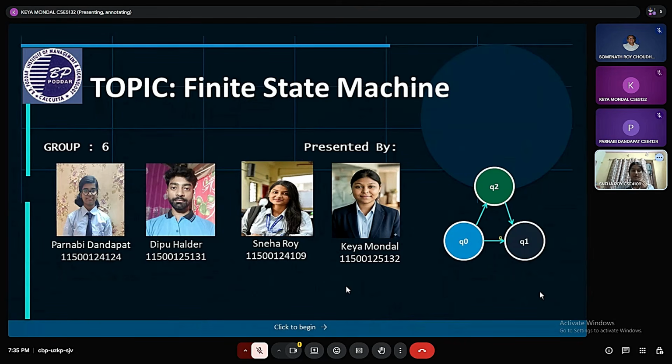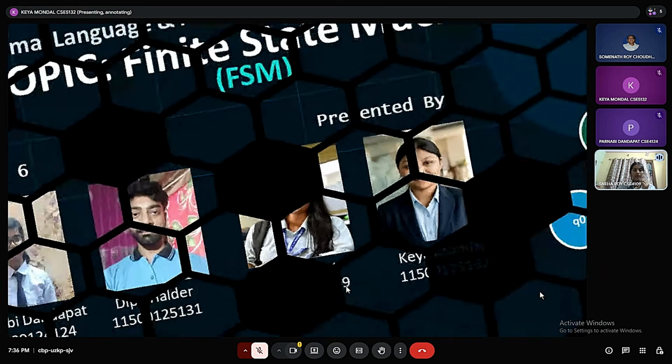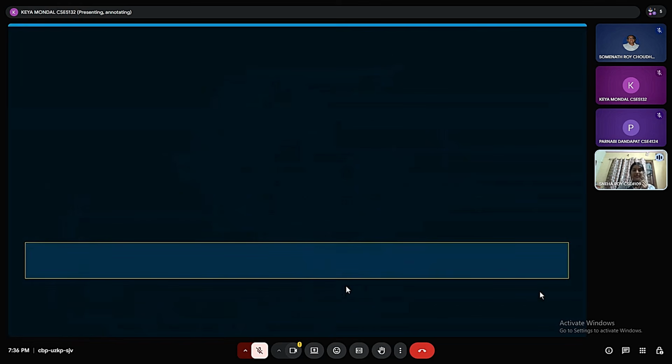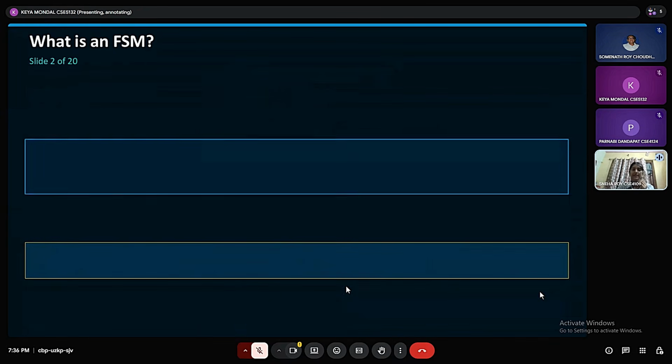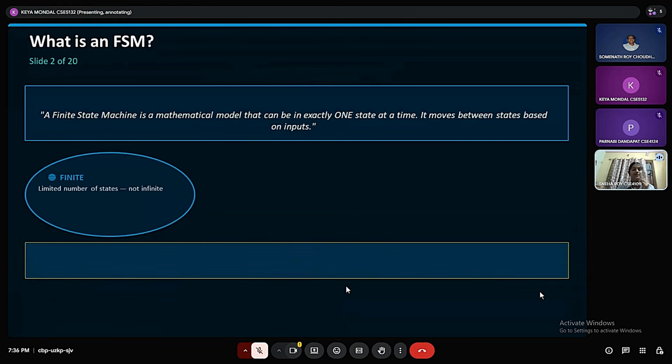Finite state machine. As we know in formal language and automata, the basic concepts are finite state machine. That is, in short, we can say FSM. So at first we have to know what is FSM. So FSM is finite state machine.